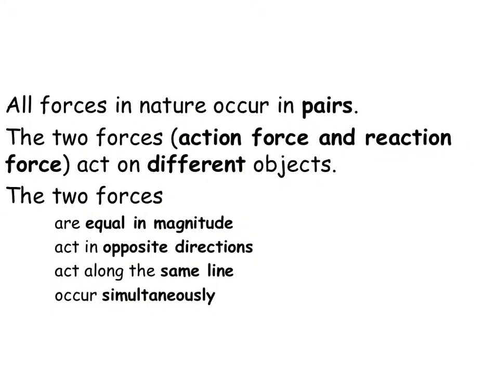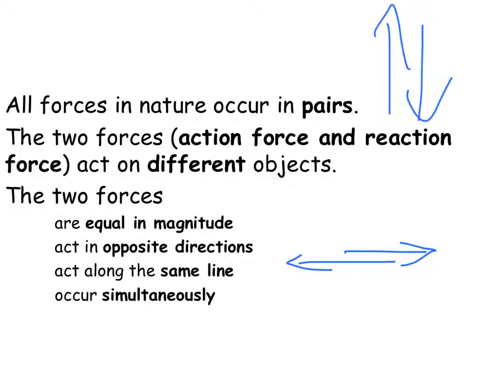All forces in nature will occur in pairs, action-reaction pairs. You get an action force and a reaction force. The reaction force can't exist without the action force. They always act on different objects. They always have equal magnitude. They always have opposite directions. They're always along the same line. In other words, if the one is acting to the right, the other one is acting to the left. If the one is acting up, the other one is acting down. And they always occur at exactly the same time.